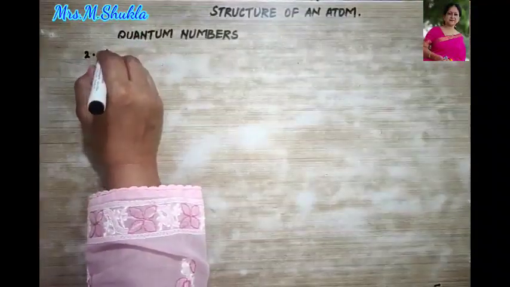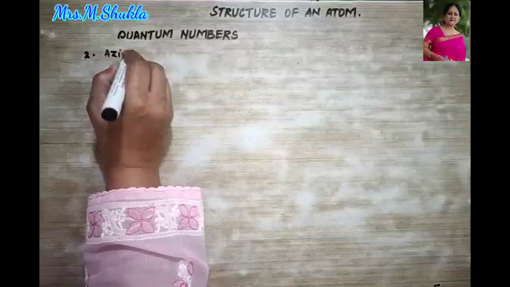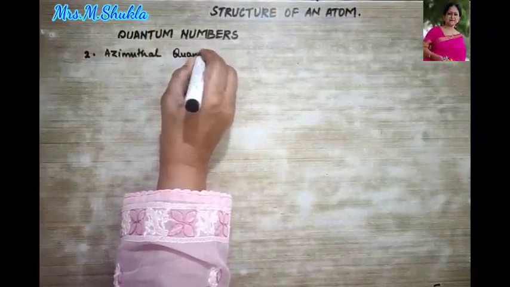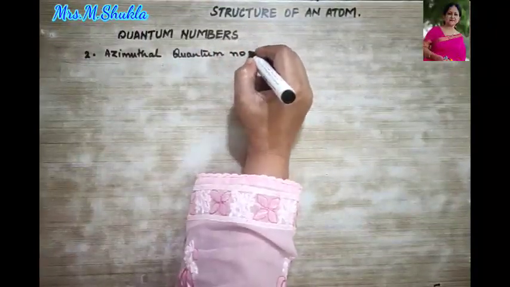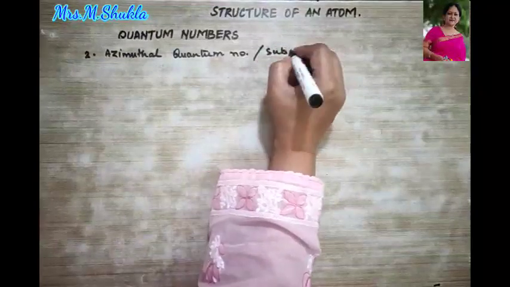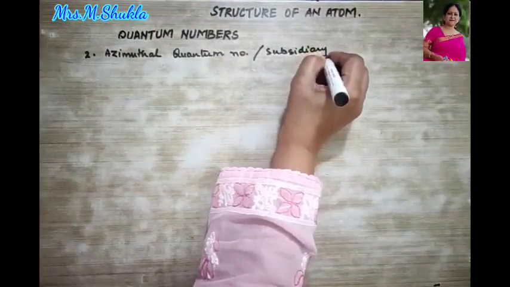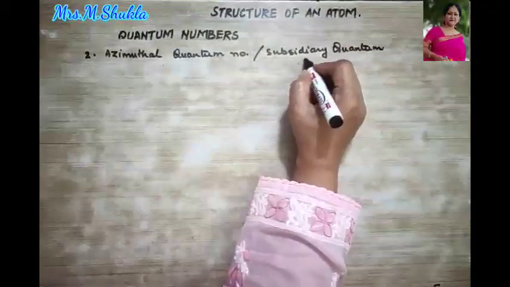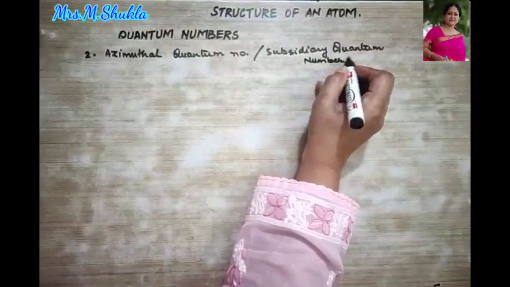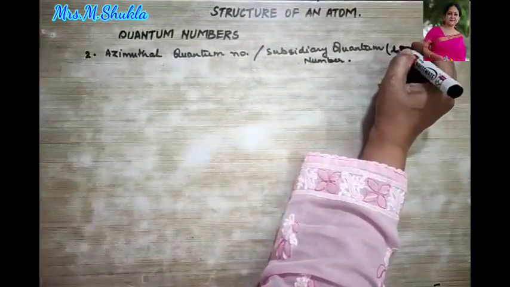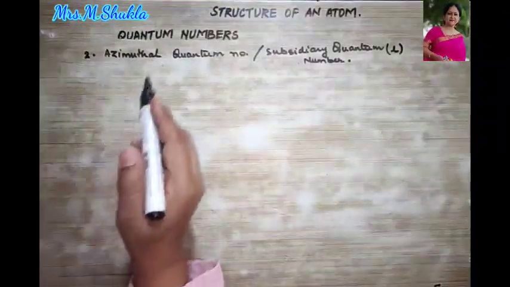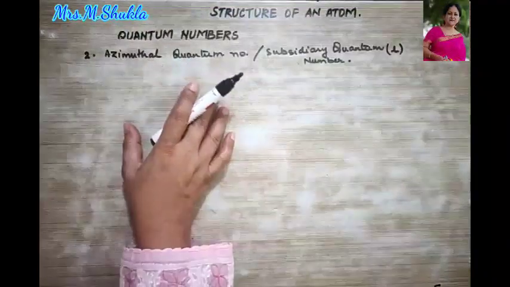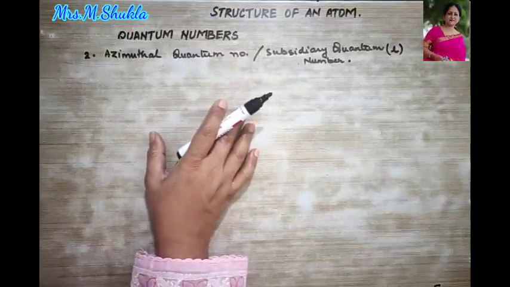Second quantum number, that is azimuthal quantum number. This is also called the subsidiary quantum number. What is the alphabet it is represented with? It is represented with a small l. So what does this azimuthal quantum number describe? It describes the spatial distribution of the electron cloud.